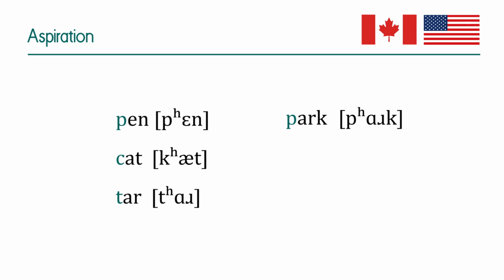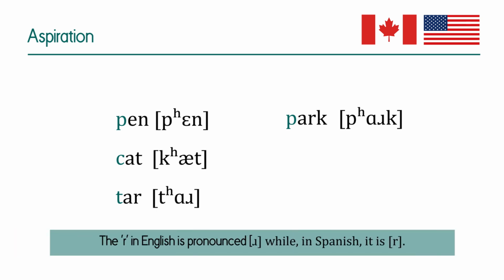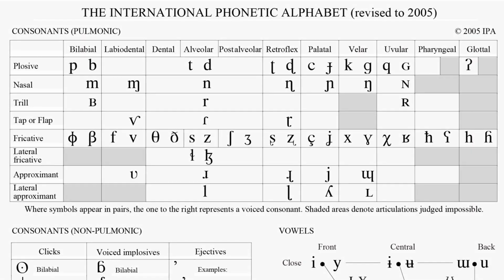But for now, you need to know that the symbol for R, the English R, is different from the Spanish R. The Spanish R is this one, a trill. Ra, parque. This is the Spanish R, but the English R is down here. It's an approximant. So that's R.